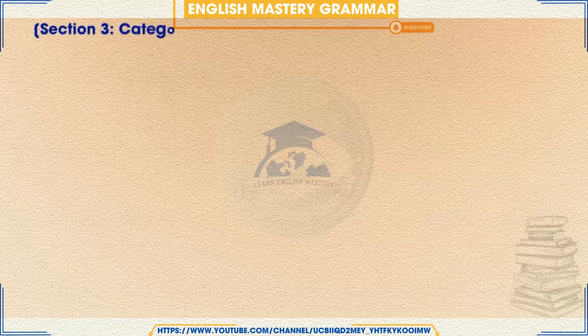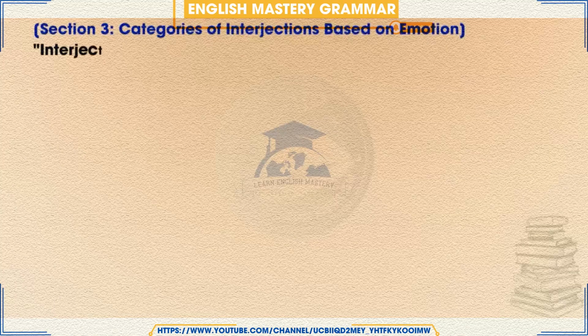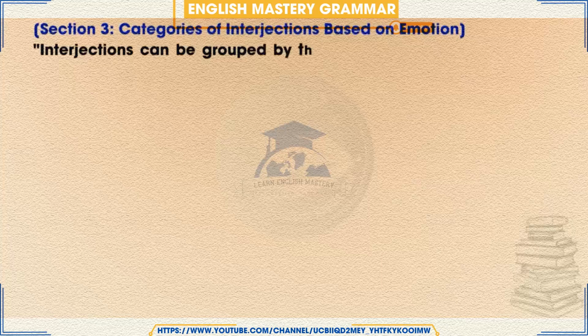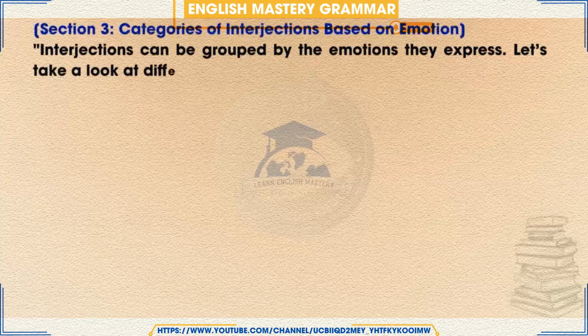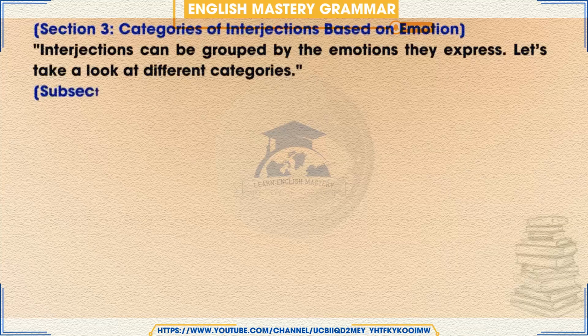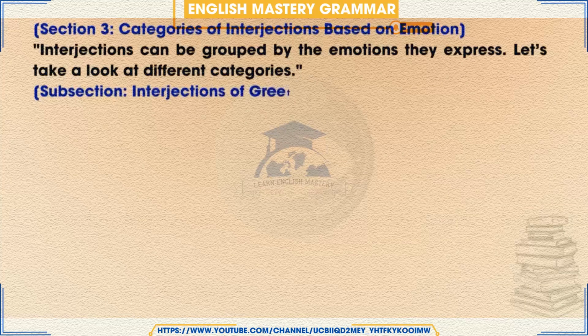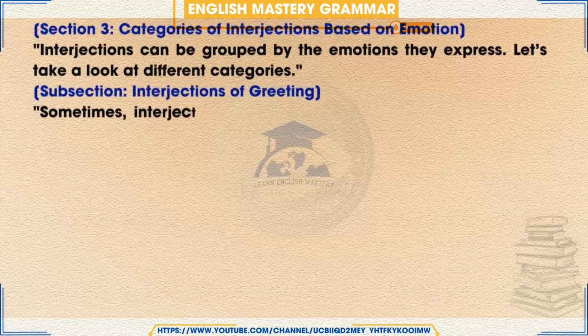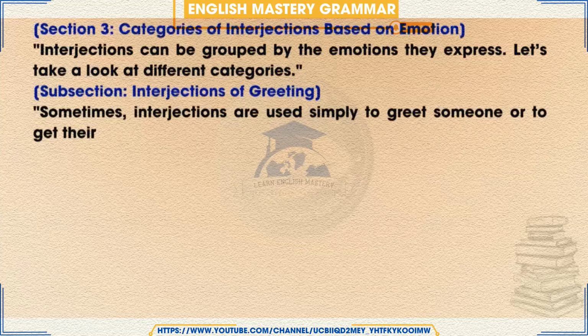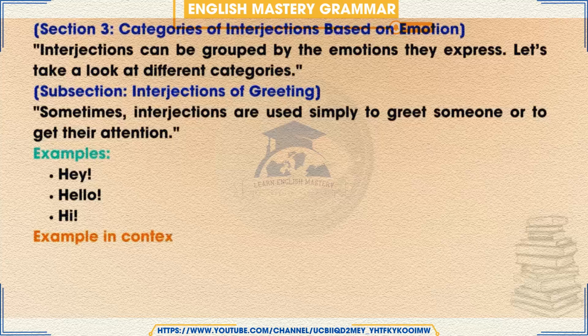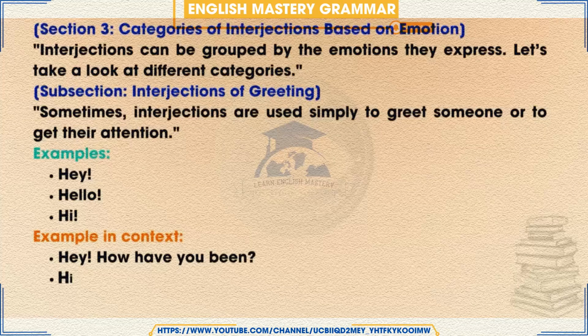Section 3. Categories of interjections based on emotion. Interjections can be grouped by the emotions they express. Let's take a look at different categories. Subsection: Interjections of greeting. Sometimes interjections are used simply to greet someone or to get their attention. Examples: Hey, hello, hi. Example in context: Hey, how have you been? Hi, nice to meet you.